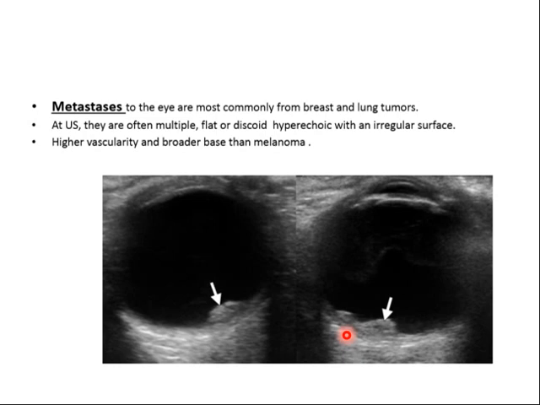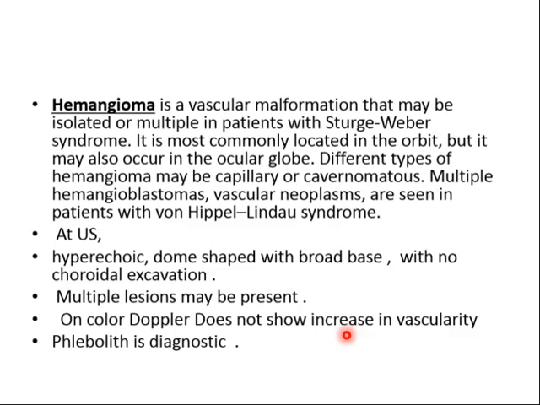In case of melanoma, the AP diameter will be higher than the width, or taller than wide. Echogenicity: low to medium in melanoma, high in metastasis.